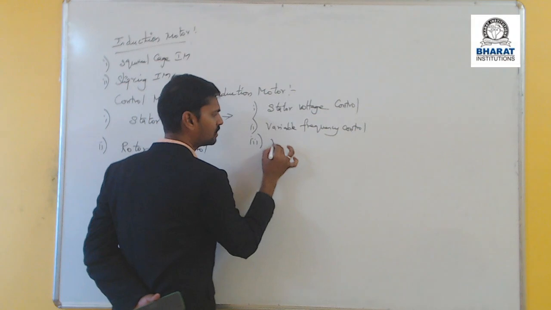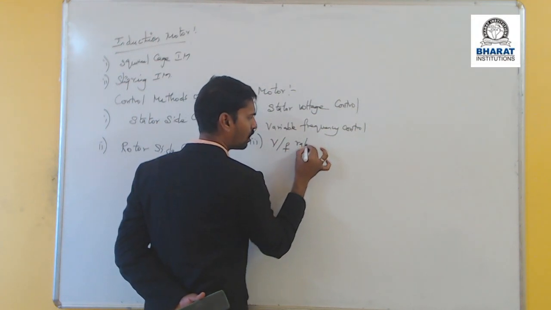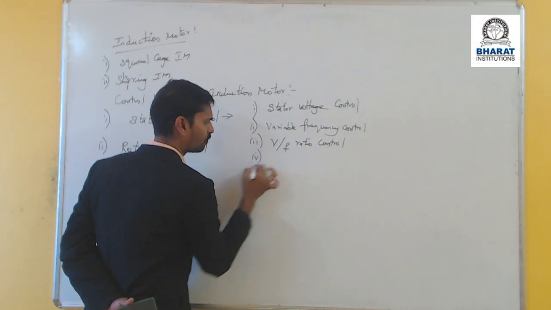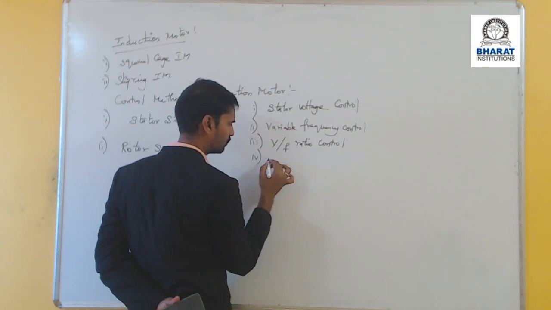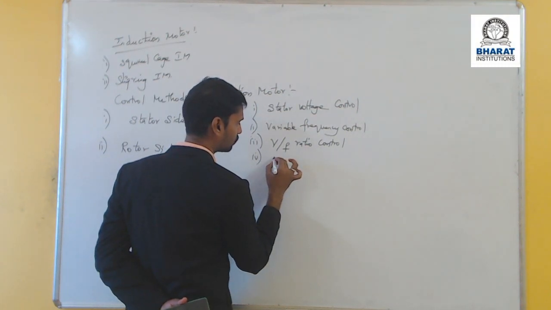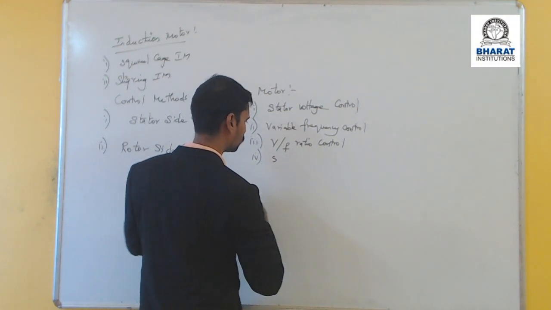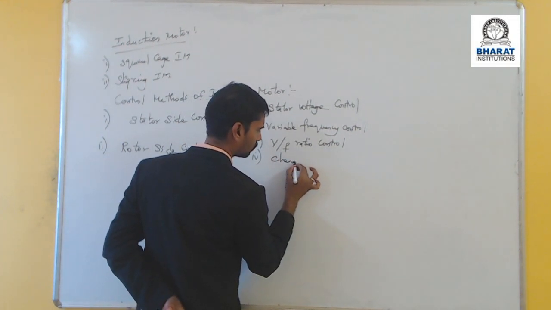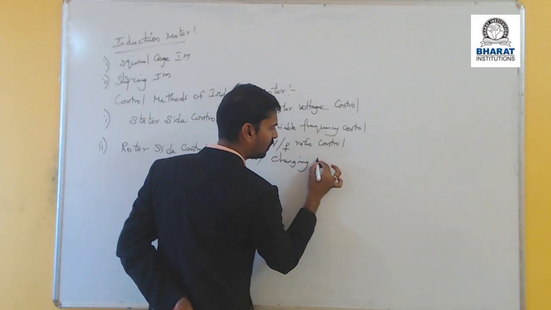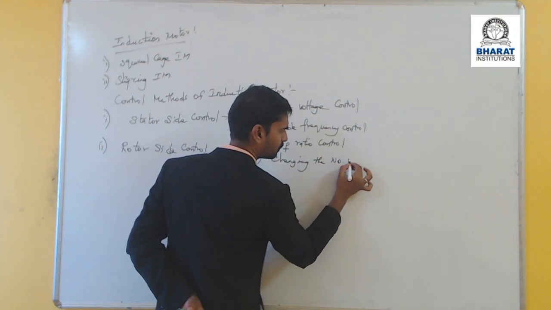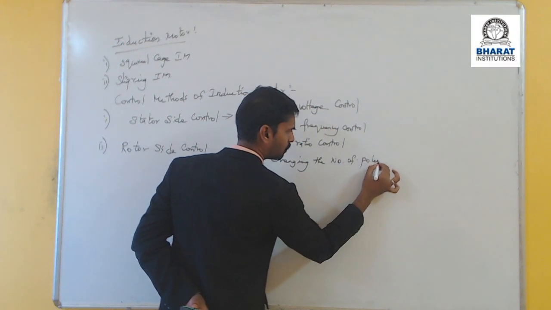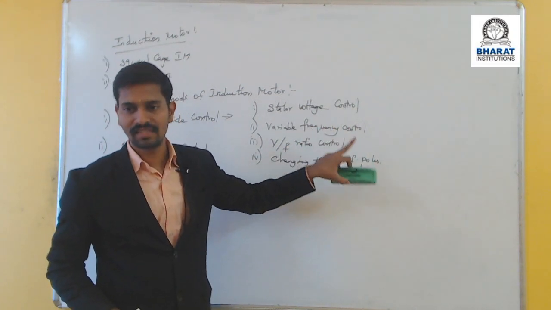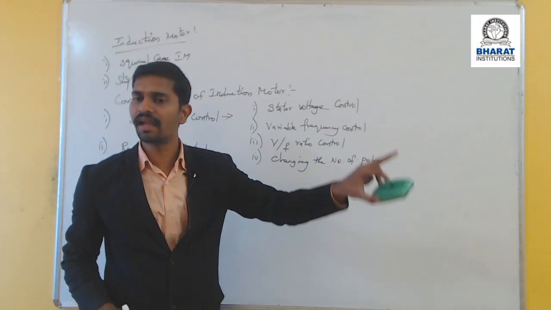And third type is V by F ratio control method. Fourth type is changing the number of poles. So, by changing the stator side voltage as well as current, we can control the speed of the induction motor.